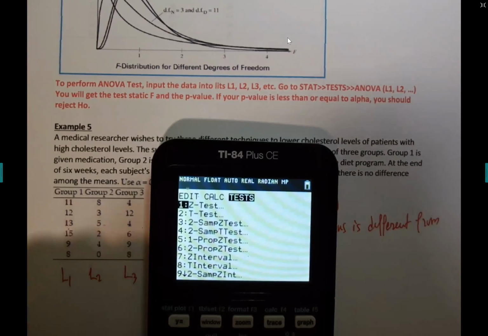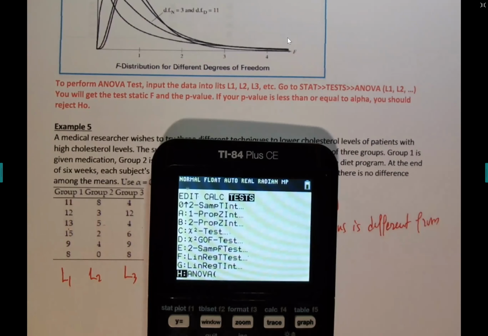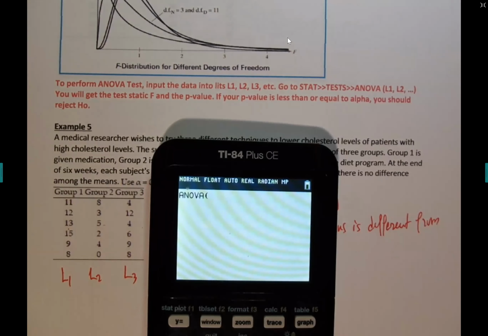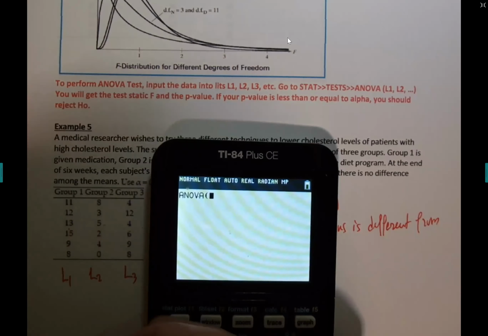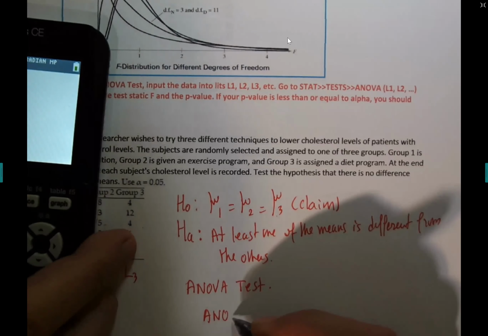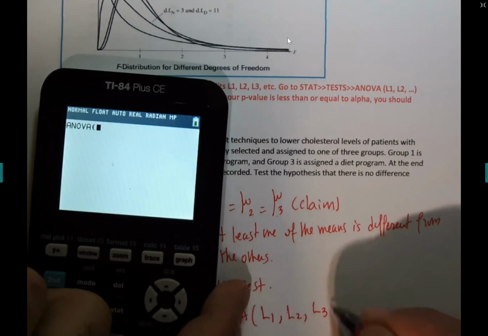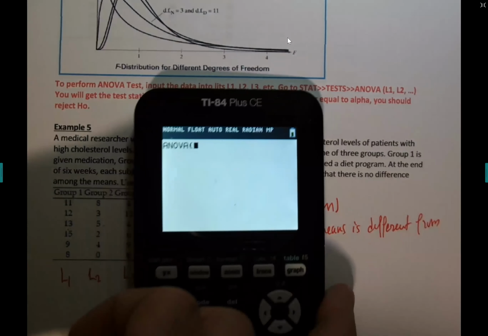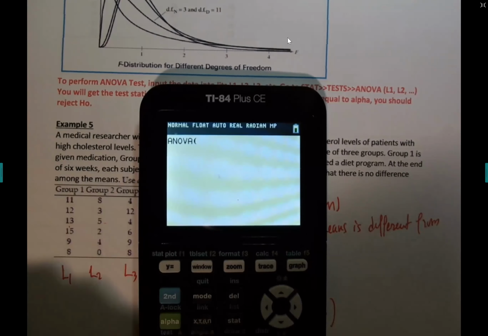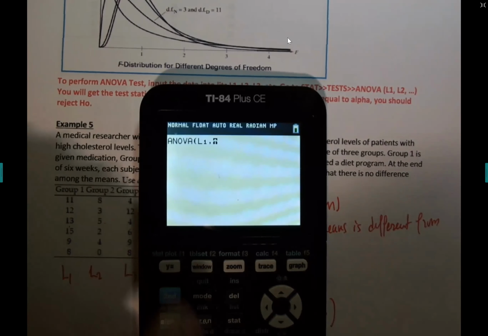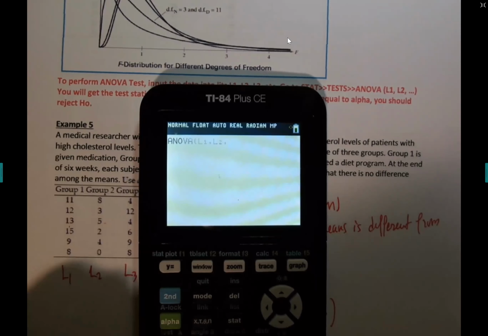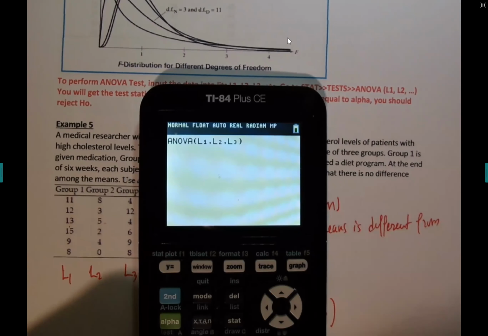Stat, test. It's the last test, guys, ANOVA. Any guesses? What do I enter here? Second, 1. You got it. ANOVA. Second 1, which is L1, and then comma, L2, comma, L3. That's why I said it's a very easy test to perform. So second 1, comma, second 2, comma, second 3, and we're going to get the test statistic and the p-value, guys.